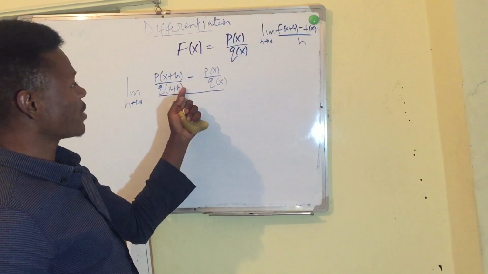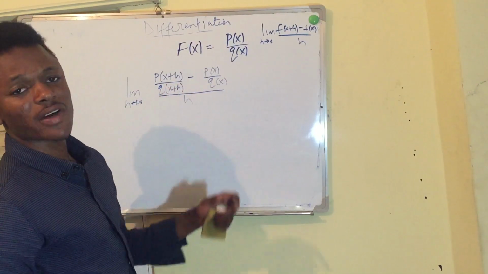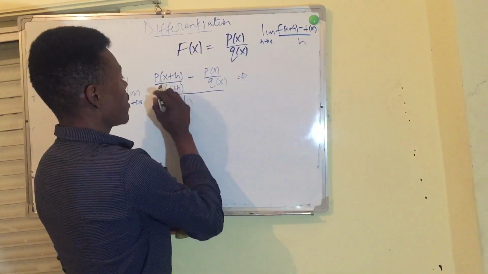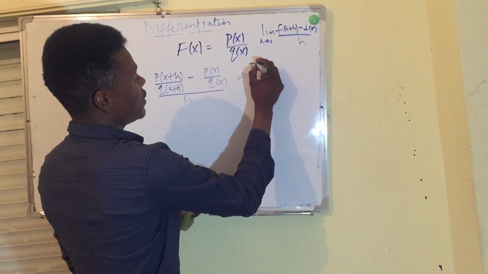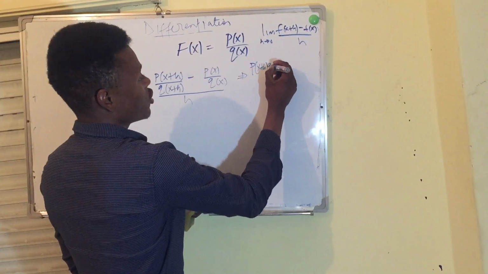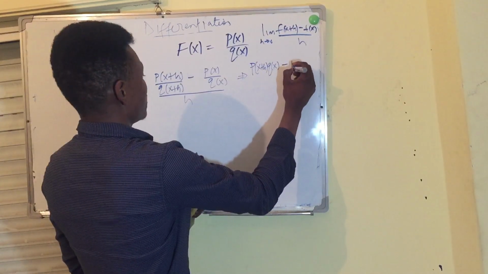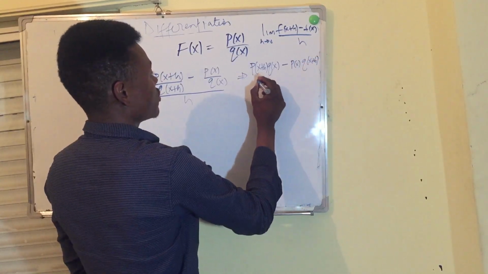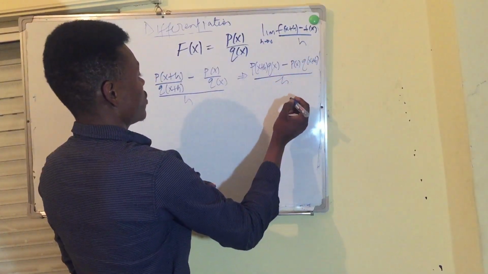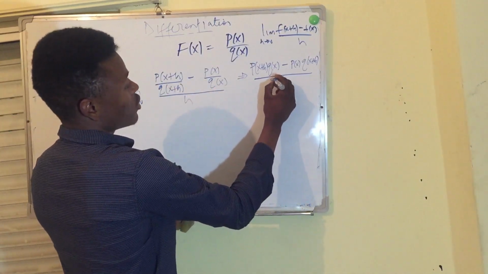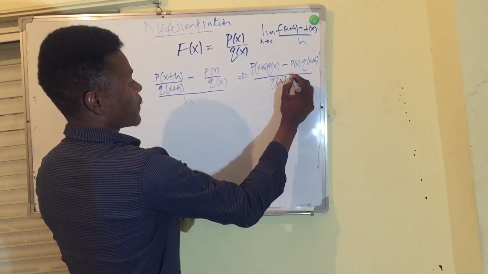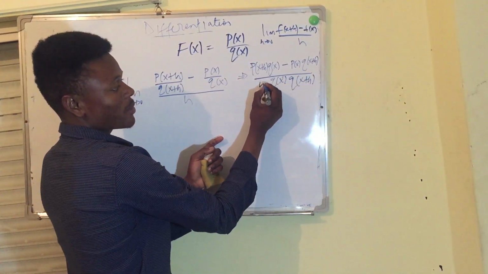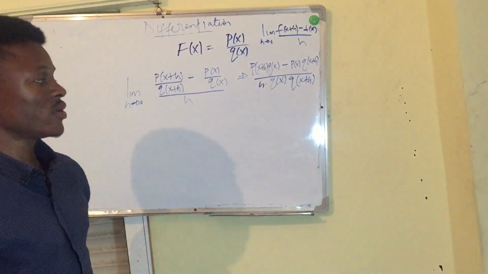Abin da za mu yi LCM za mu ɗauka na q of x da kuma q of x plus h, which is q of x times q of x plus h. So gaba ɗaya yake da p of x plus h, q of x, right, minus p of x times q of x plus h divided by h. Divide by q of x times q of x plus h. Then muna da divide by h again, so za mu insert ta nan kawai, multiply by h.